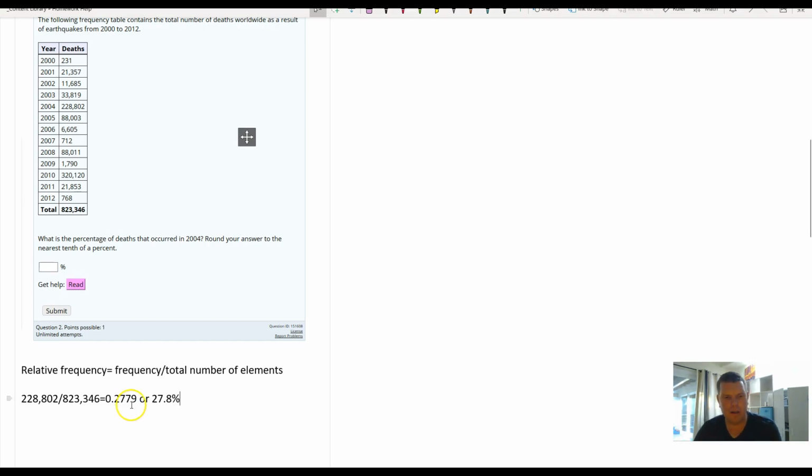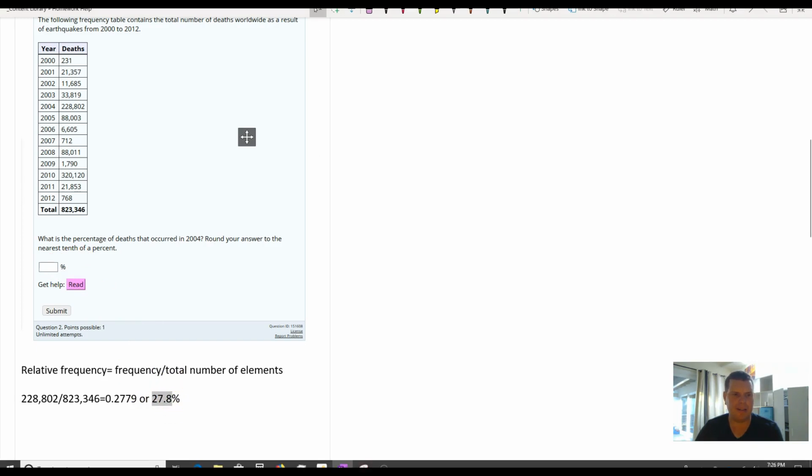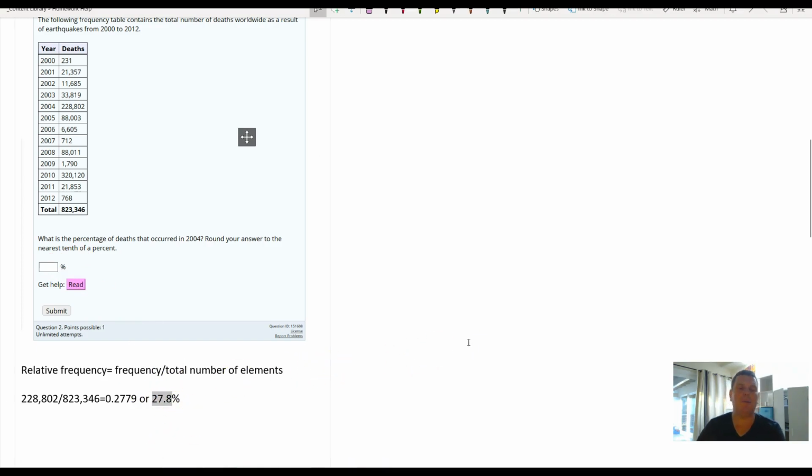Okay, you're going to look one to the right of whatever percentage that you're looking for. In this case, the tenth of a percent, and you'll round up or round down. And also make sure in this case that what I'm going to end up inputting here is this value, 27.8, right? Not 0.278, but 27.8.